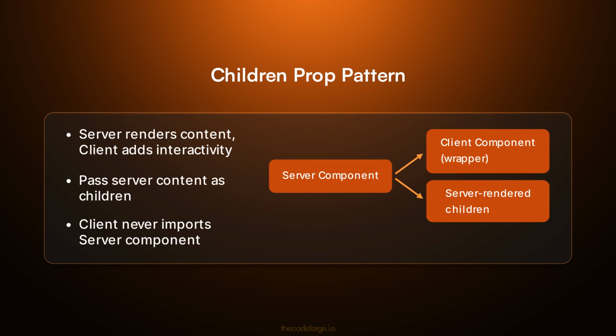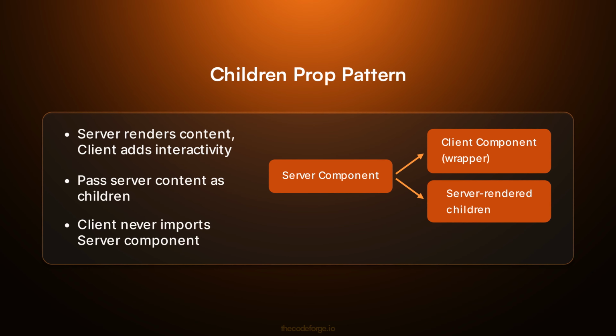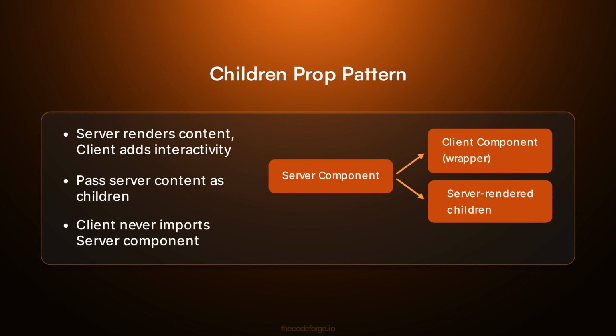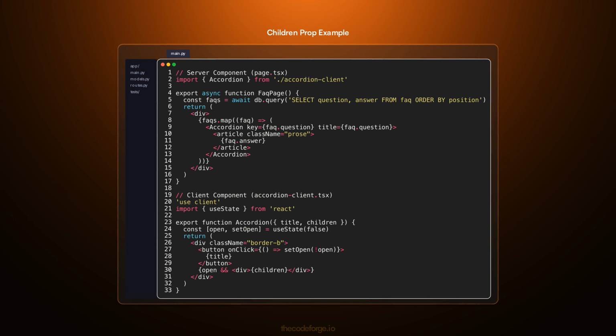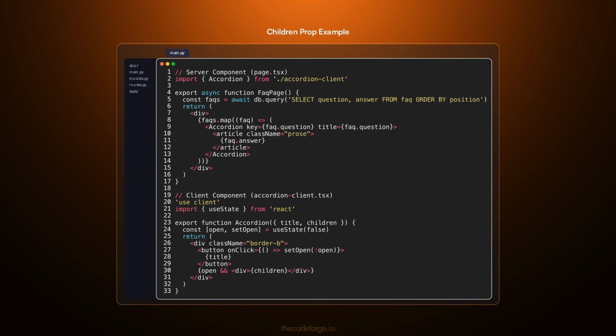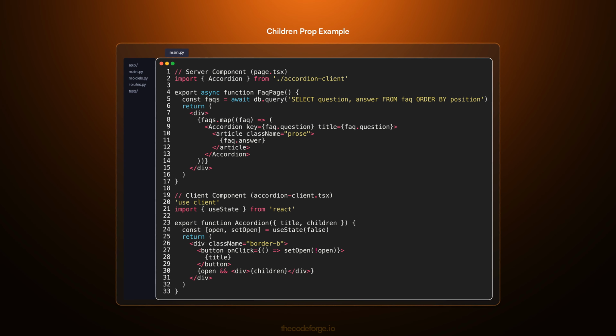The children prop pattern lets you embed server rendered content inside a client component wrapper. The server component renders the content, passes it as children, and the client component adds interactivity without importing server code. Here, the FAQ page is a server component that fetches data and renders each answer as children of an accordion client component. The accordion wrapper handles interactivity, while the content stays server rendered.